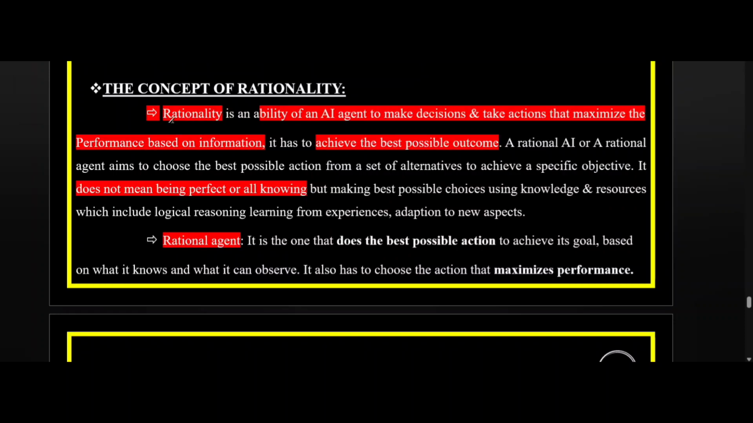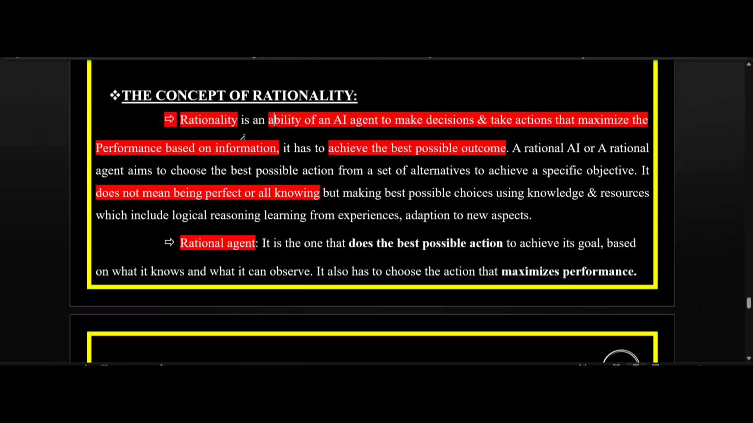So, the concept of rationality. In AI, rationality is the ability of an AI agent to make decisions and take actions that maximize performance based on information. The rationality concept revolves around achieving the best possible outcome. Rational agents aim to choose the best possible action from a set of alternatives to achieve a specific objective. It does not mean being perfect or knowing all, but making the best possible choices using the knowledge and resources, which include logical reasoning, learning from experiences, adaptation to new aspects, etc.